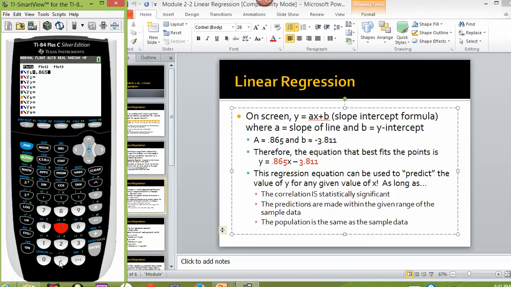So if I type in 0.865 and then we want an x, the button where we get x is this little button right here. You don't want to use the alpha or any of those letters there. This is always your variable button. So I'm going to hit x. And then minus, since it was a negative 3.811, I'm just going to put minus 3.811.